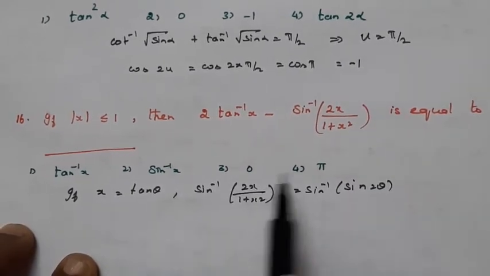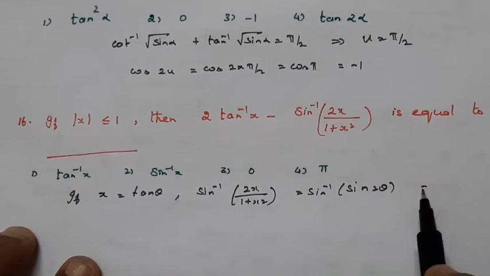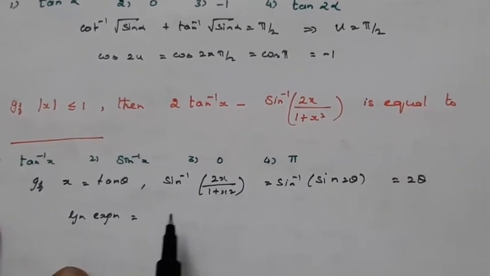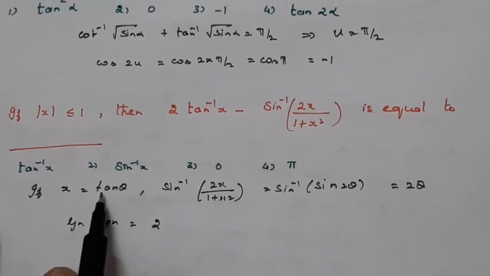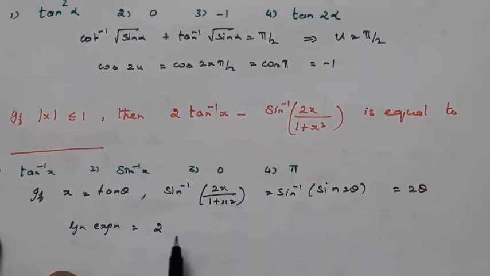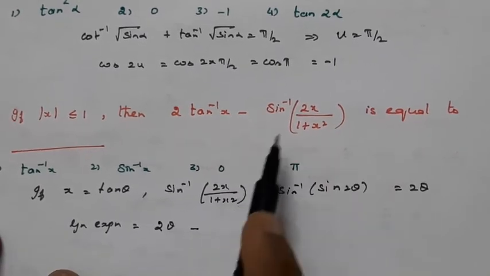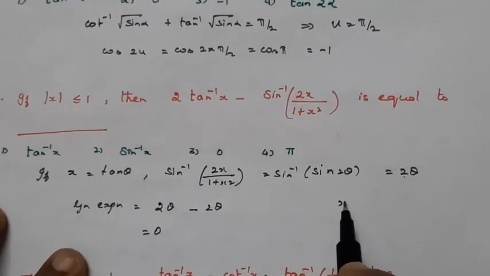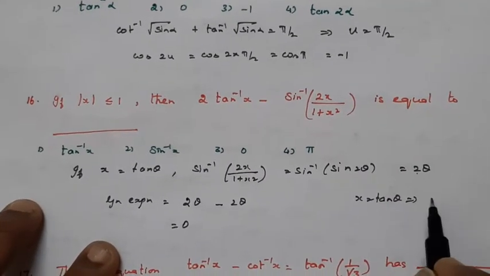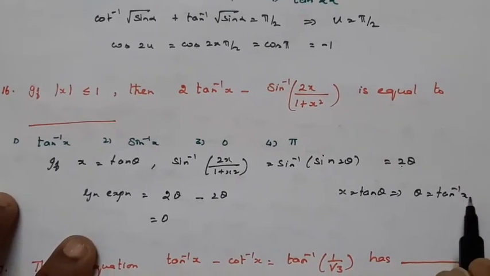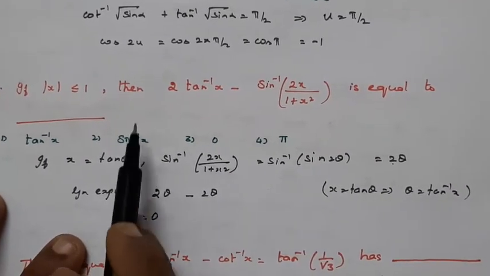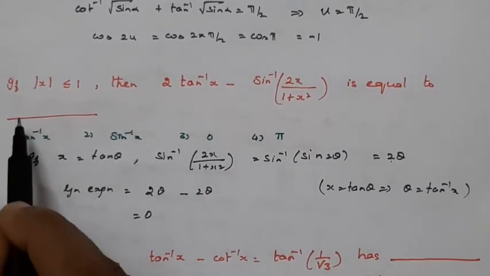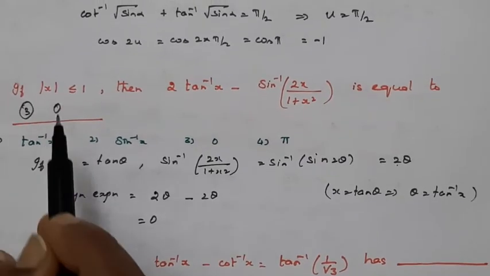Okay, by taking x is tan theta, this will become sin 2 theta, so that is equal to 2 theta, right. Therefore, the given expression is equal to 2 theta minus, again this is also equal to 2 theta. So, 2 theta minus 2 theta, that is equal to 0. Okay, that is x is equal to tan theta implies theta is equal to tan inverse of x. So, by replacing tan inverse of x as theta, we have 2 theta minus 2 theta, that is equal to 0. So, option number 3, 0 is the correct answer.